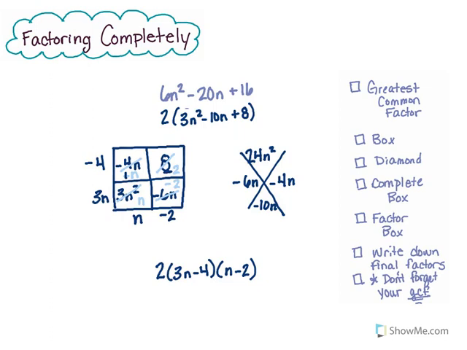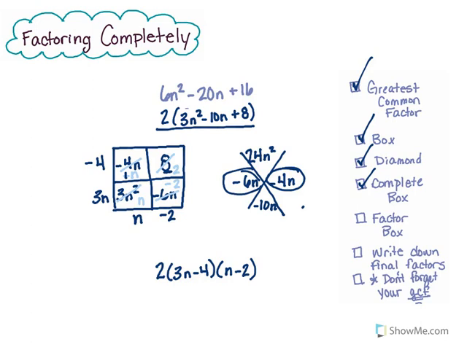Okay, so here is my work and my final answer, and let's go ahead and just walk through this and see what I did. My first step up here, I factored out a negative 2, so I did my greatest common factor. Then I created my box. I did my diamond. I took these from my diamond and put them in my box to complete my box.